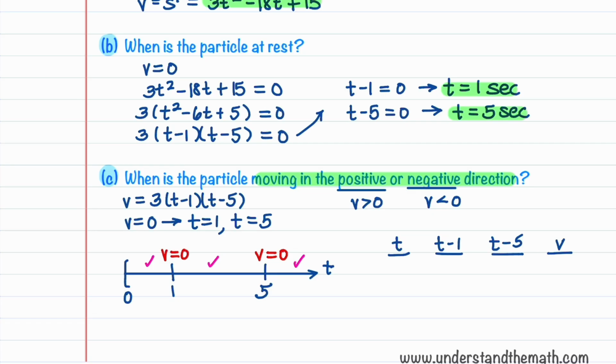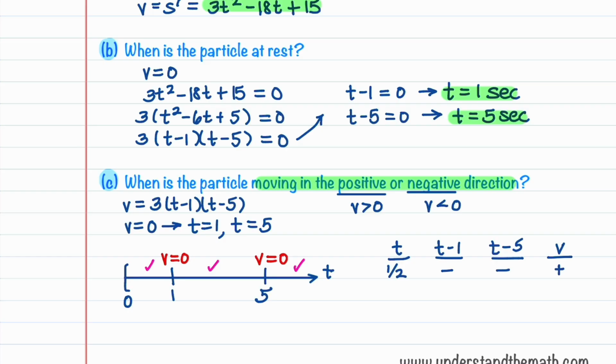So what I'm going to do is pick a point in each interval and then see if t minus 1 and t minus 5 are positive or negative, and then we can tell what is going on with the velocity. Between 0 and 1, I'm going to pick the point 1/2. So 1/2 minus 1 is negative, and then 1/2 minus 5 is negative. So when we multiply two negatives, we're going to get a positive because our velocity is t minus 1 times t minus 5 times 3.